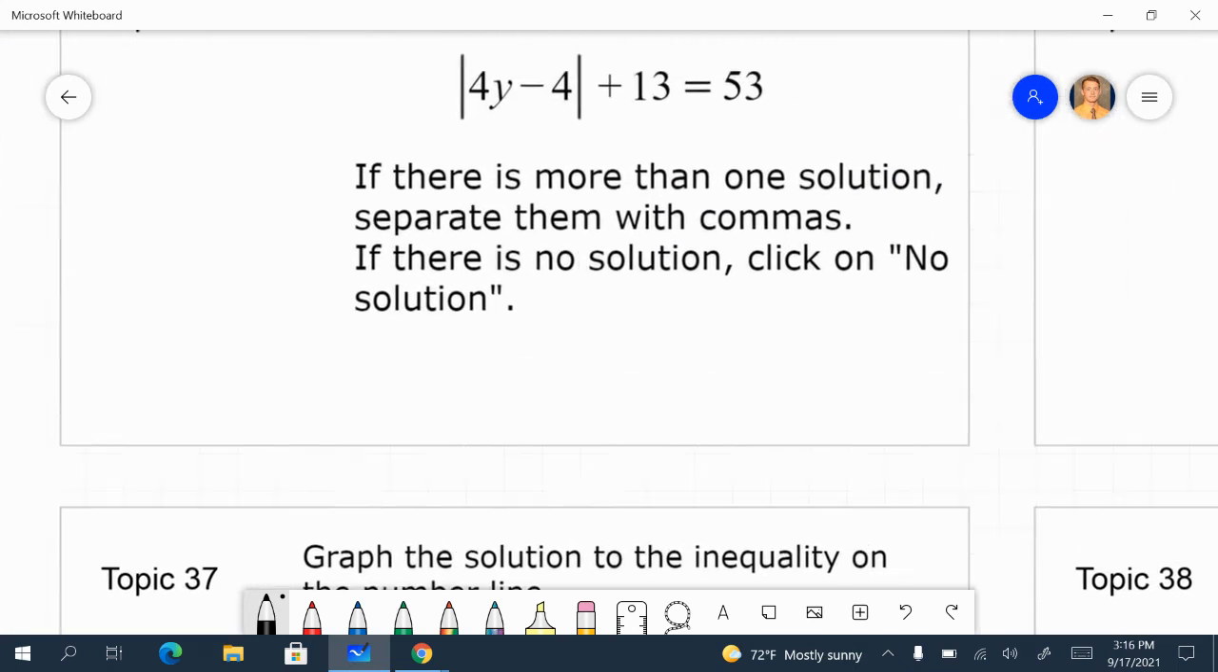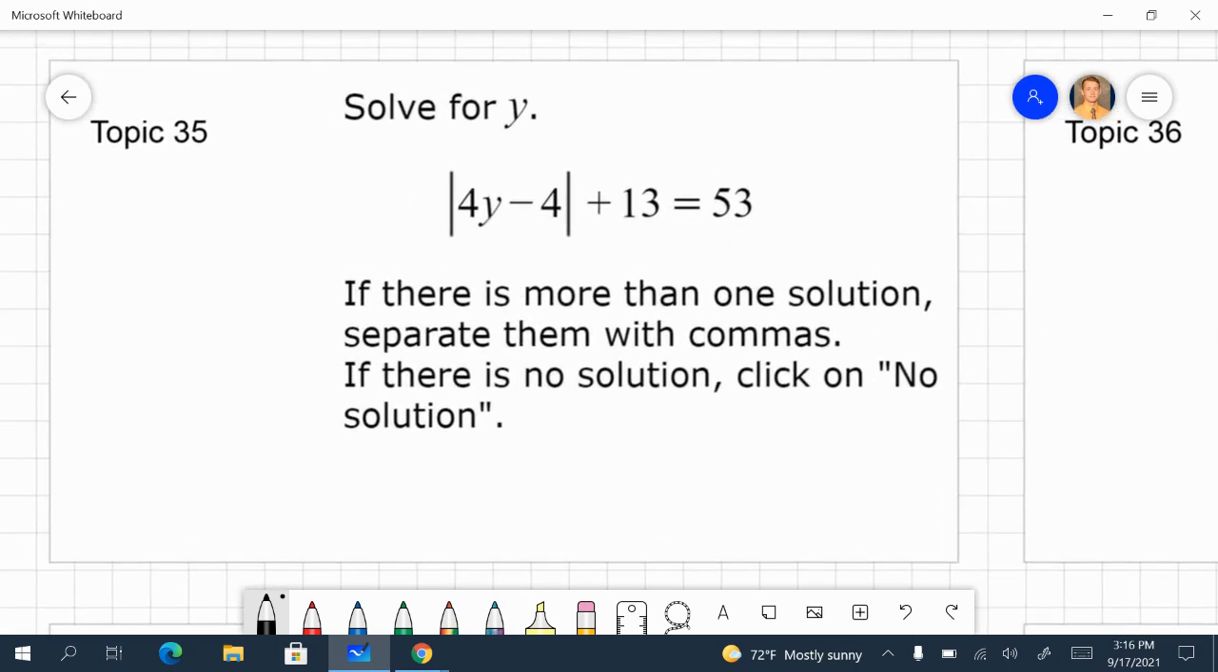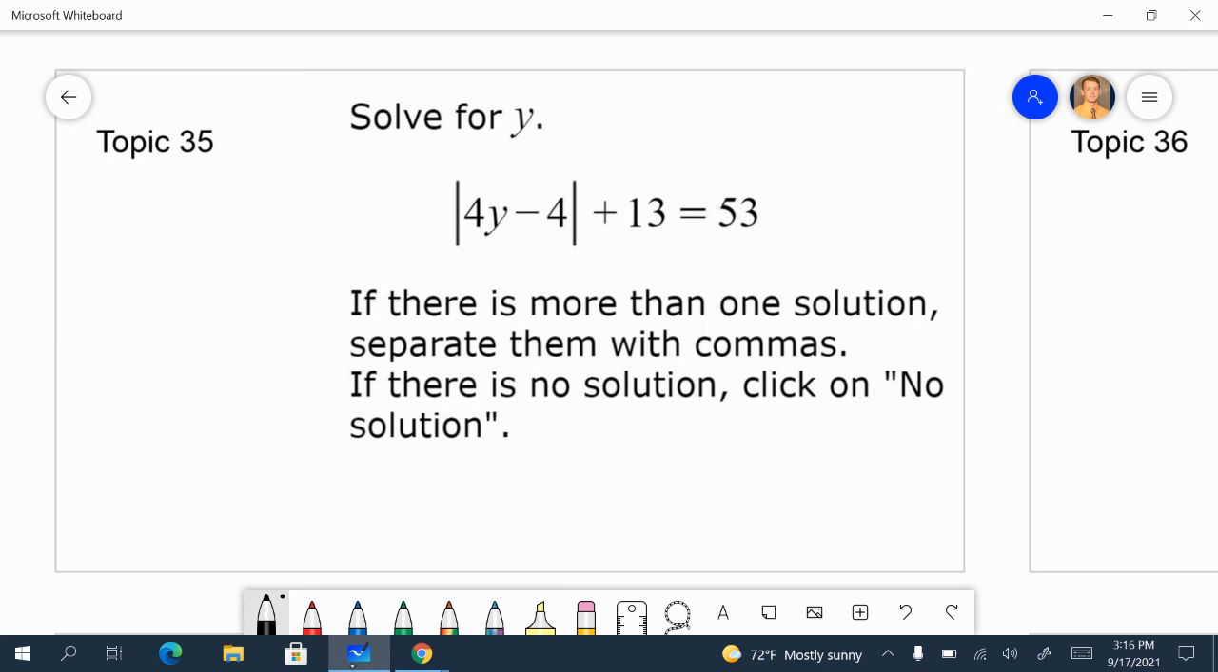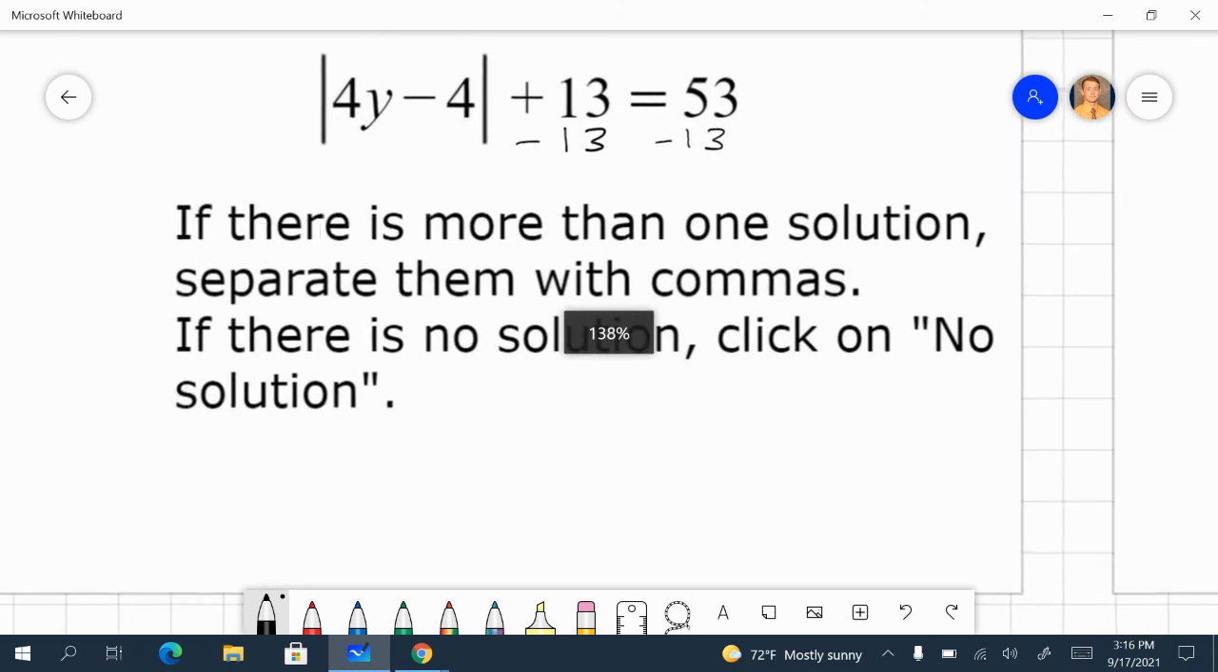Let's go to topic number 35. Okay, it's the same thing. It's just trying to make it a little bit more complicated. It's not too bad, though. We're going to subtract 13 right away. We can get rid of everything we want before we start attacking that absolute value. So now we would have 4y minus 4. So let's do it down here. I'm going to zoom in just a tad.